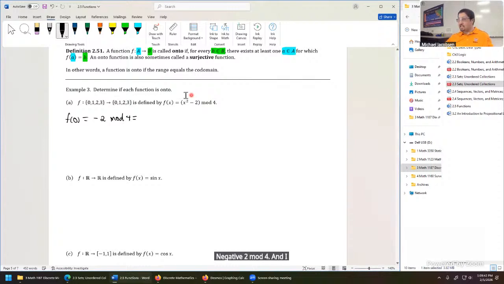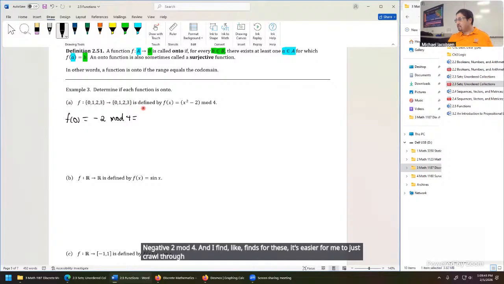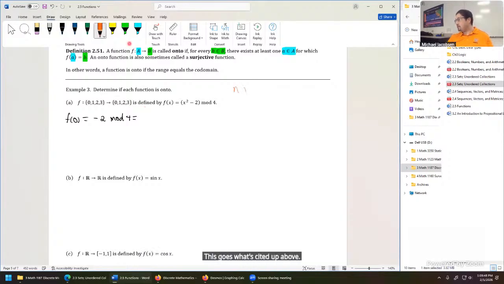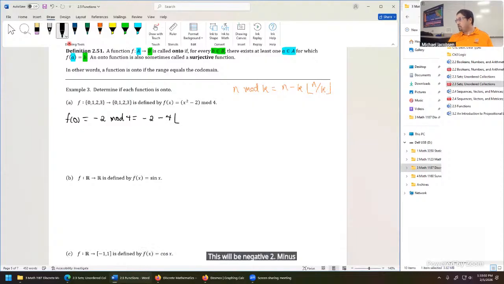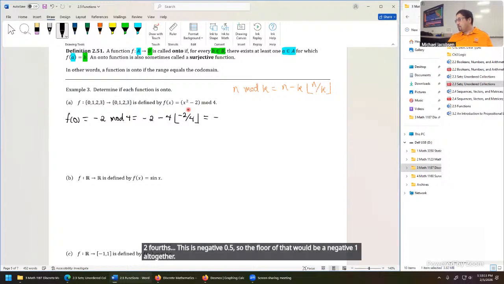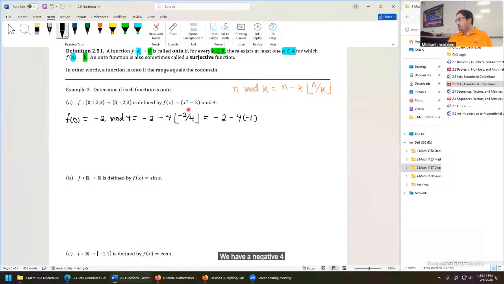I find for these, it's easier for me to just crawl through the formula. Let's cite it up above. N mod k is n minus k times the floor of n divided by k. So I'll think in those terms to compute this. This will be -2 minus 4 times the floor of negative 2/4. This is negative 0.5, so the floor of that would be a negative 1 altogether. We have a negative 2 minus 4 times negative 1 coming from the floor. So that's just a glorified 4 minus 2 altogether. And we hit one value in the codomain, 2.